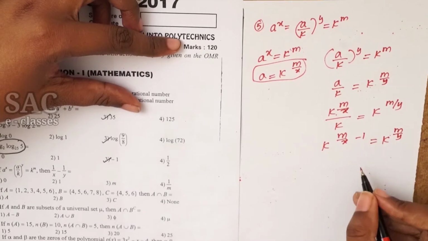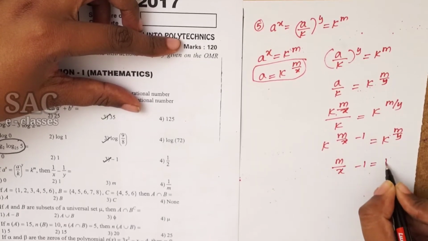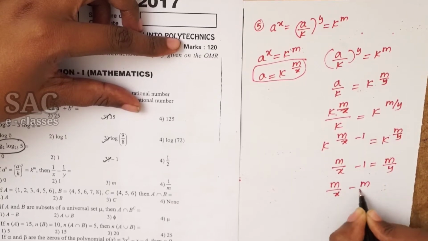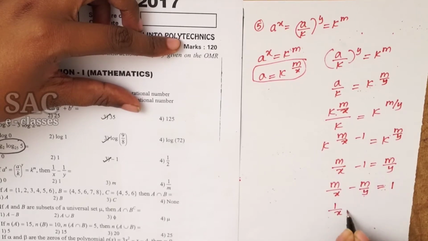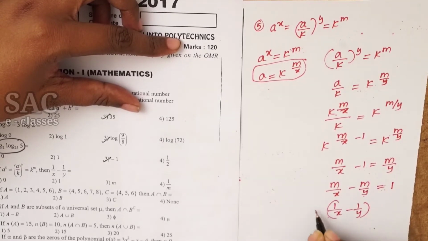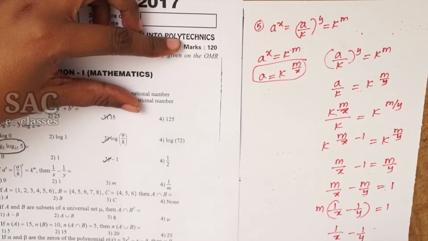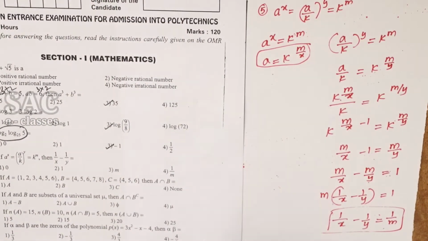When the bases are equal, powers will be equal. m by x minus 1 equal to m by y. m by x minus m by y equal to 1. Take m common: (1 by x minus 1 by y) into m equal to 1. 1 by x minus 1 by y equal to 1 by m will be the required answer.